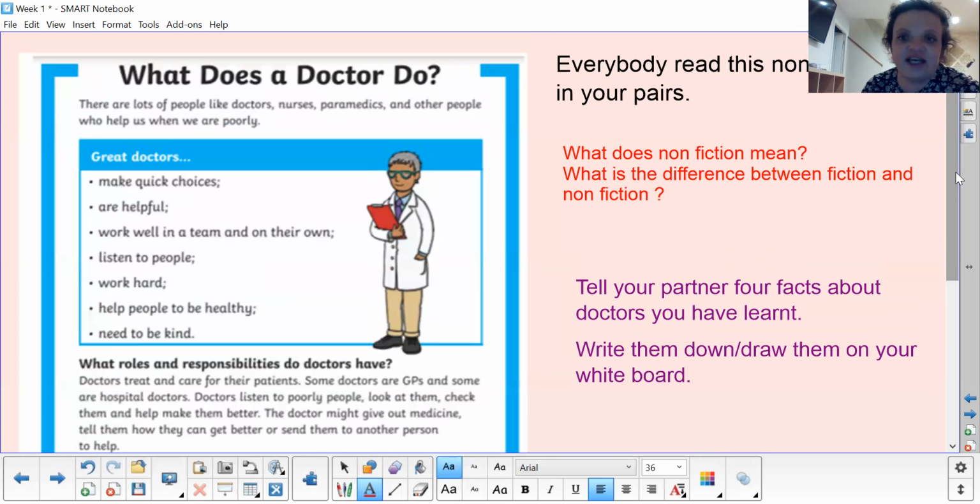Right, so this was a non-fiction text. So what is the difference between fiction and non-fiction? Write down your answers, pause the screen now.